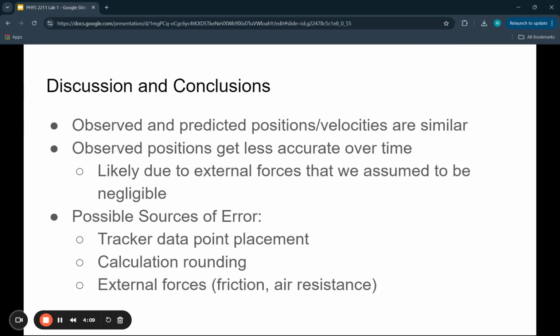I found that the observed positions and velocities were similar to the predicted ones that the GlowScript code generated. They tended to get a little less accurate over time, like I said, so that suggests that there are some other external forces that we assume to be negligible that are actually acting on the battery. So some possible sources of error include not accounting for those external forces, as well as rounding during calculations, and placing tracker data points slightly off from where they should actually be when I was doing my observational data.